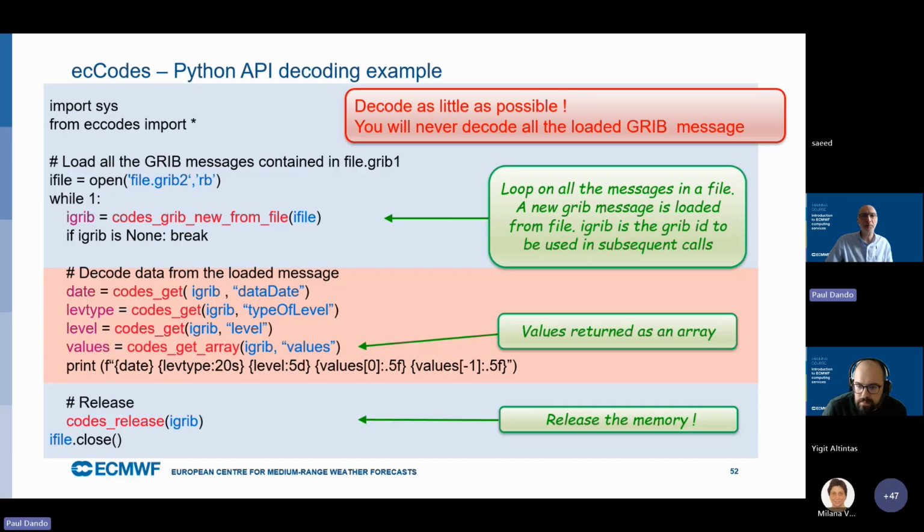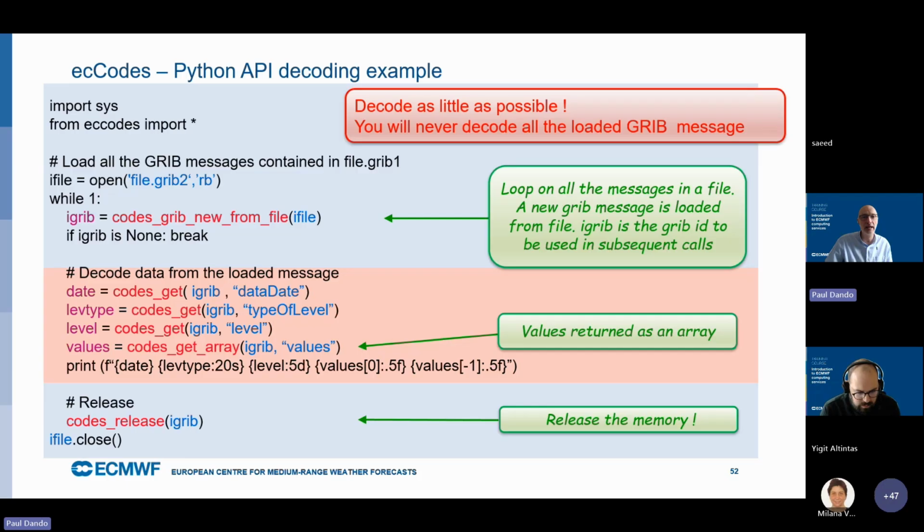But if I get an iGRIB back, I can then use that iGRIB, passing it to the codes get function, and I pass the keys that I want. So I want to get date, and I put it into a variable called date. I want to get type of level, and I put it into a variable called level type, etc. I'm also getting here level and values. And the only difference is when it's an array that I need to get, I call codes get array, so that it passes it back. So the values go into an array. And this is a 1D array. Even if the data is 2-dimensional, you get a 1D array back. So you then have to put it into the 2-dimensional array if you want it in latitudes and longitudes.